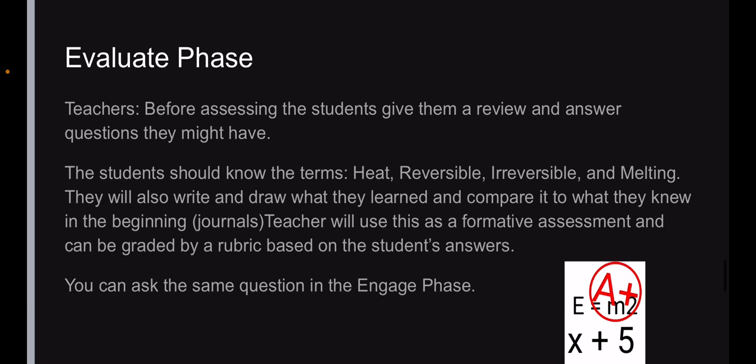For the evaluate phase, teachers, before assessing the students, give them a review and answer any questions they might have. Some students wait till the end and start asking questions. By this phase, the students should know the terms heat, reversible, irreversible, and melting. They will also write and draw what they learned and compare to what they knew before in their journals. And the teachers will use this as a formative assessment, and it can be graded by a rubric based on what the students answer, and go from there.